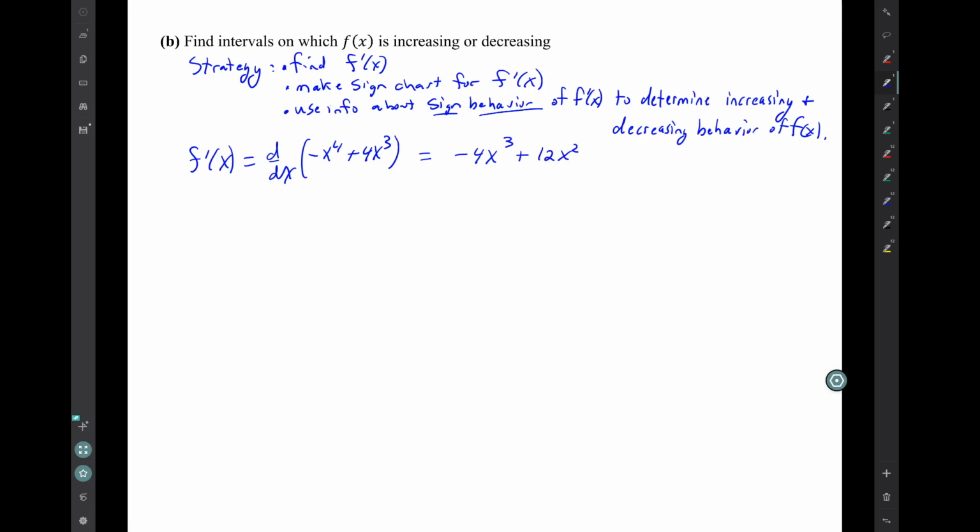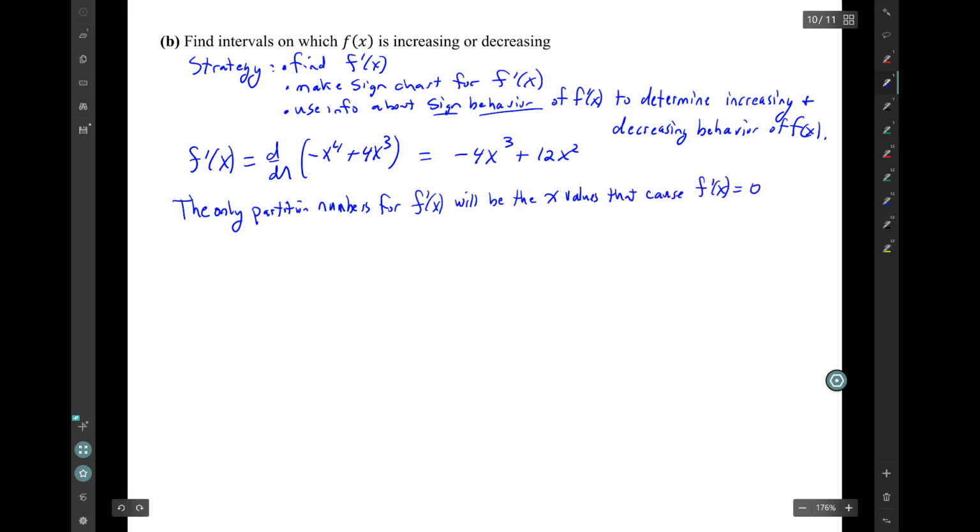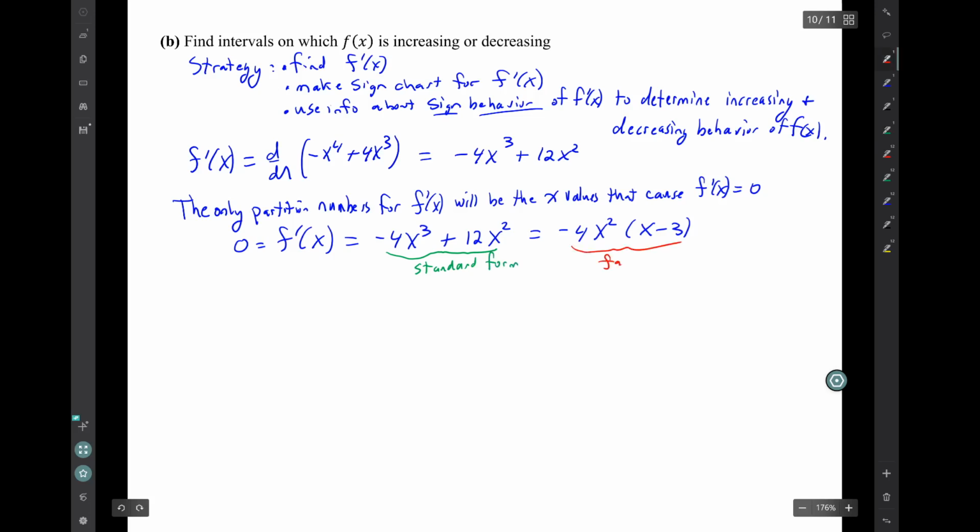f prime of x is a polynomial. So we have to set f prime of x equal to 0 and solve for x. So the factored form is the most useful form for this equation. And we can see from the factored form that the solutions to this equation are x equals 0, x equals 3. And so those are our partition numbers.